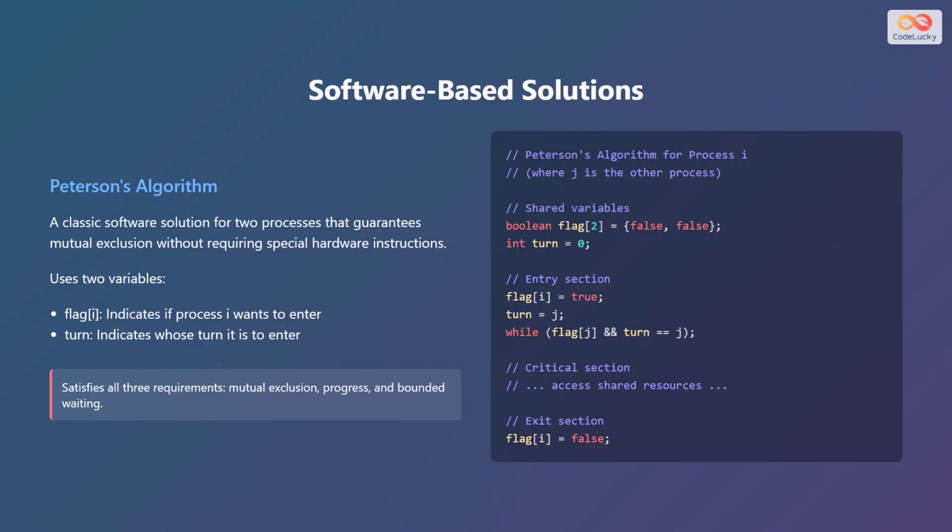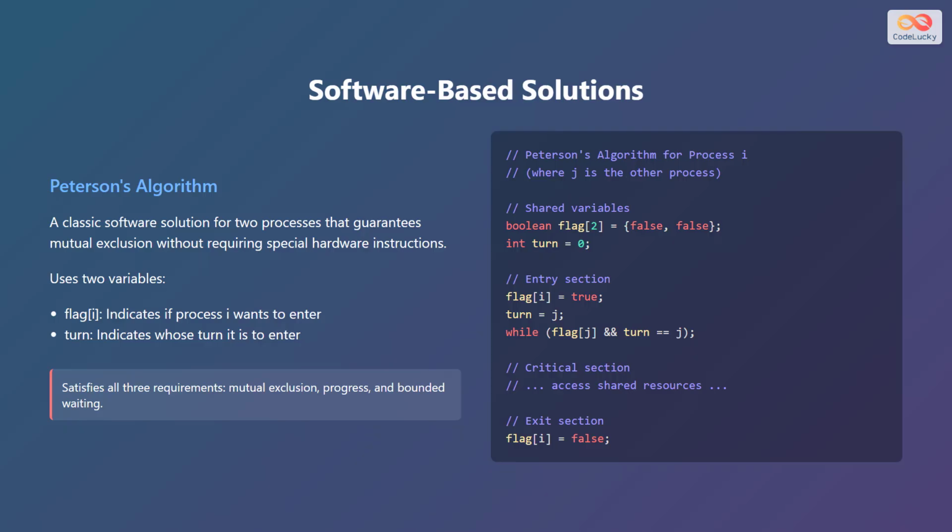Let's explore software-based solutions for achieving mutual exclusion, and we'll begin with Peterson's algorithm. This algorithm is a classic software solution designed for two processes. It ensures mutual exclusion without relying on specialized hardware instructions. It utilizes two variables: a flag array, where each element indicates whether a process wants to enter the critical section, and a turn variable, which indicates whose turn it is to enter. Peterson's algorithm satisfies all three key requirements: mutual exclusion, progress, and bounded waiting.